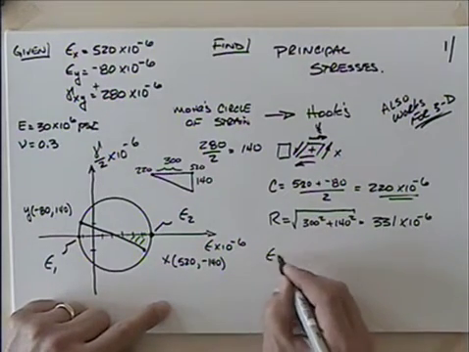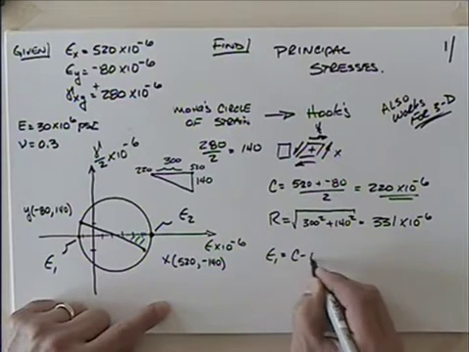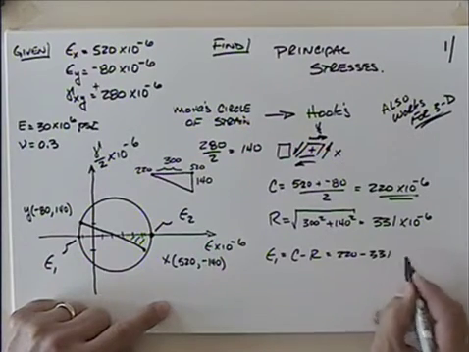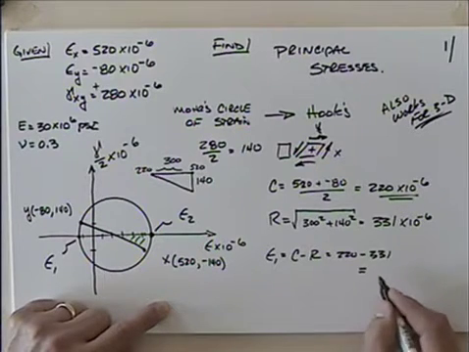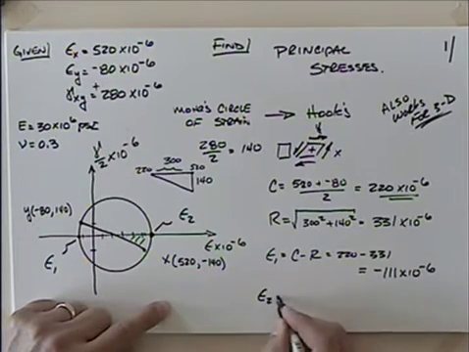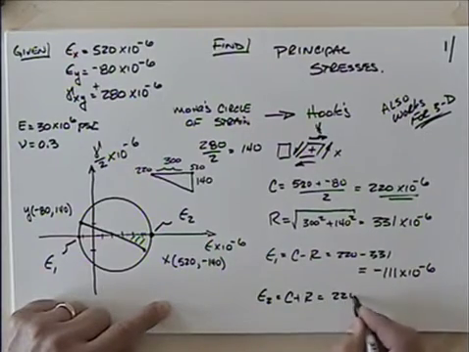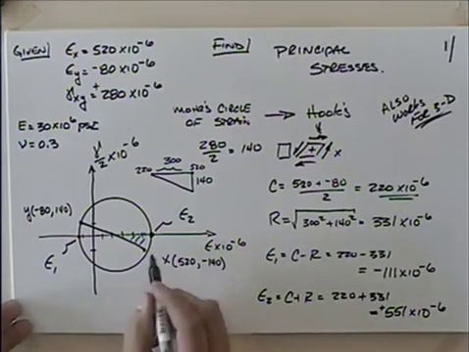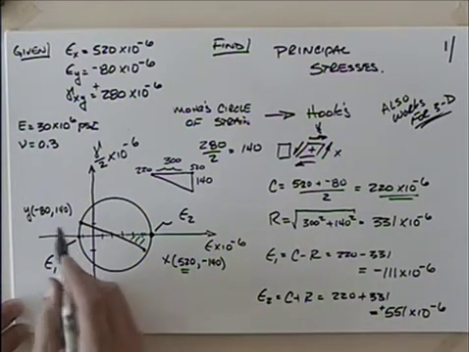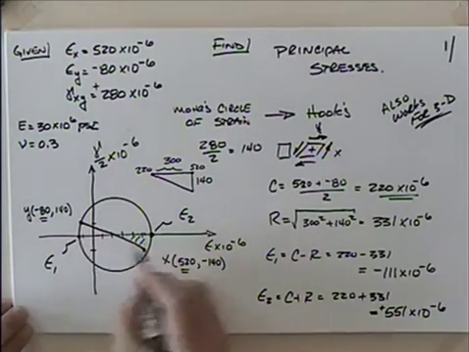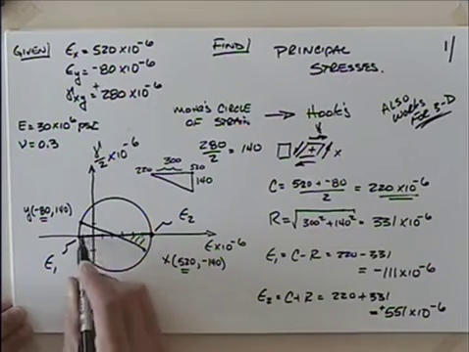So I could talk then about epsilon 1 being equal to the center minus the radius. So I'll have 220 minus 331, which gives me an answer of minus 111, of course, times 10 to the minus 6. And then epsilon 2 would be equal to the center plus the radius, which is 220 plus 331, which gives me positive 551 times 10 to the minus 6. Does that make sense from our picture? We know we should be something greater than 520, which 551 is, and we should be something less than minus 80, which minus 111 is. So that seems to make sense. So we pulled epsilon 1 and epsilon 2 off of there, essentially the principal orientation. Are there questions with that?